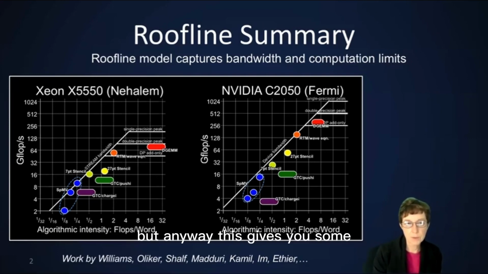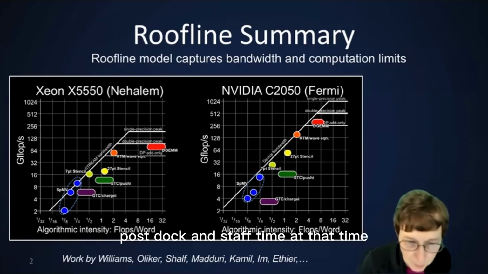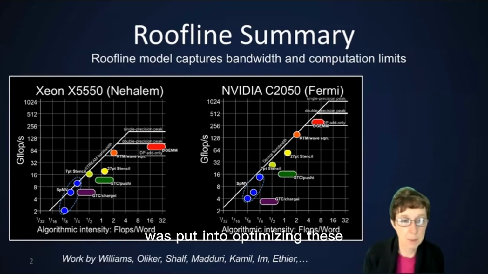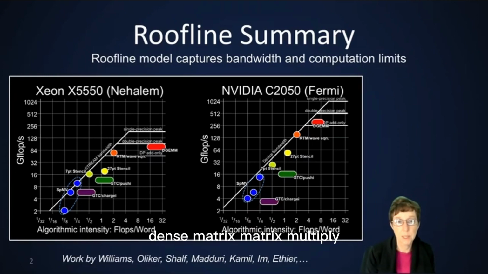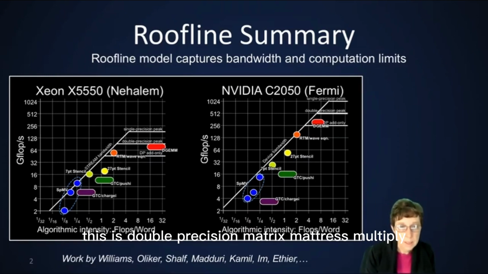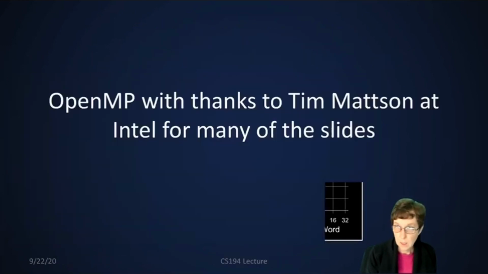But anyway, this gives you some picture, hopefully, of the power of the roofline model: we can tell all of these codes are quite well optimized. There was a lot of graduate student, postdoc and staff time put into optimizing these, and they get close to the roofline. You know that these matrix vector multiply codes are never going to run anywhere close to the peak of dense matrix matrix multiply. This is double precision matrix matrix multiply, because it just has the computational intensity. Just wanted to cover that.